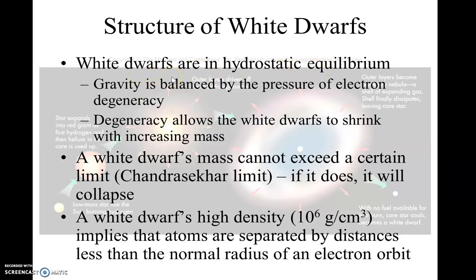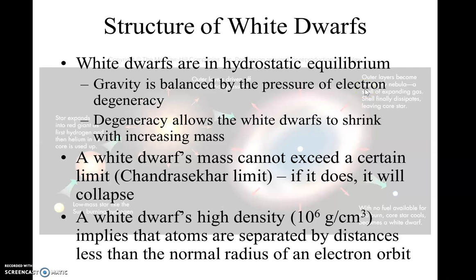Remember, a regular star, going back one chapter, has a balance between the inward pull of gravity, which is always there, and an outward pressure due to fusion, the conversion of hydrogen into helium. But in this particular case, fusion has ceased. And so it turns out there's this process, a quantum mechanical process called electron degeneracy pressure. That's just its name.